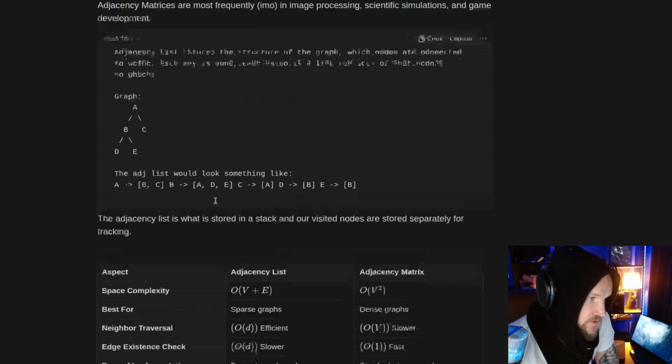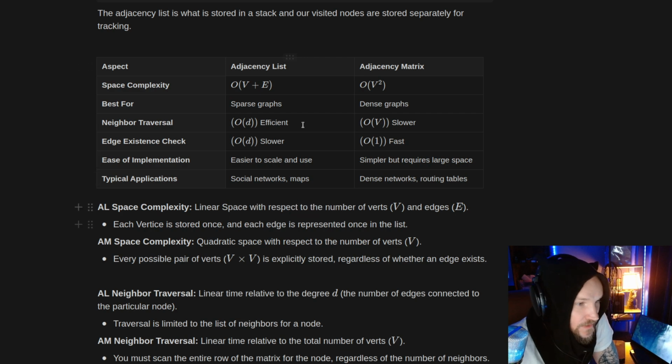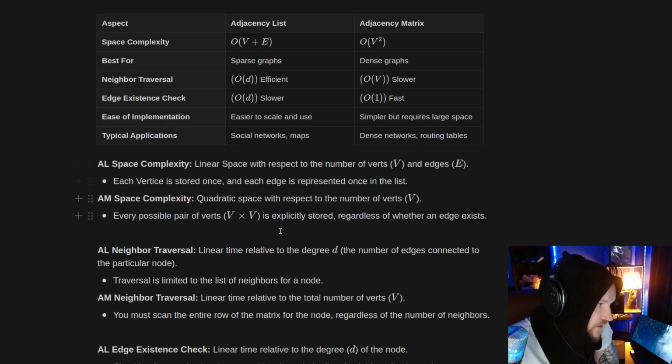Okay. Now, here's some big O if you're interested in this. This is good to know. The big O stuff, whatever, but you need to know when and why to use these things. Okay, so you'll see here, this stuff can be boring to a lot of people, so I'll let you go through this. You have an adjacency list. Here's your space complexity. You can see that the adjacency list is linear space with respect to the number of vertices and edges. Each vertex is stored once, and each edge is represented once in the list, right?